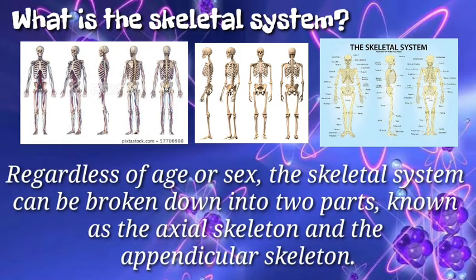Regardless of age or sex, the skeletal system can be broken down into two parts, known as the axial skeleton and appendicular skeleton.